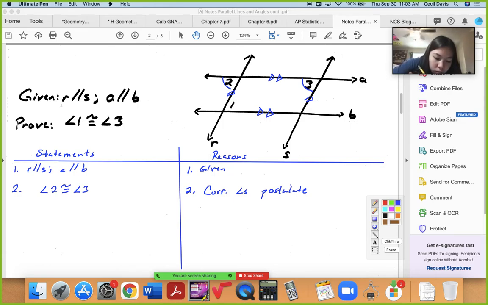Okay, now we're not quite where we want to go, right? We don't want angle 2 congruent to 3, we want angle 1 congruent to angle 3. So we need something that's true about angle 1. Well, if A and B are parallel, then what other conclusion can we make? Yes. 1 and 2 are congruent because of the alternate interior angles theorem. Exactly right. We know this is true because of the alternate interior angles theorem.